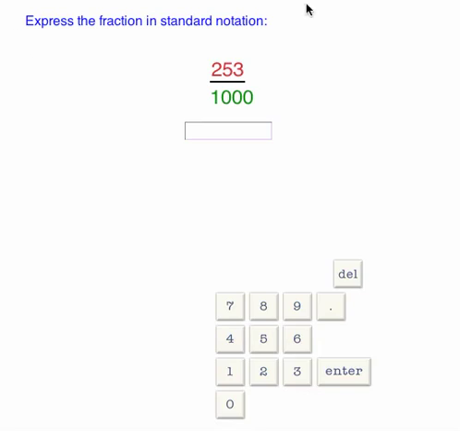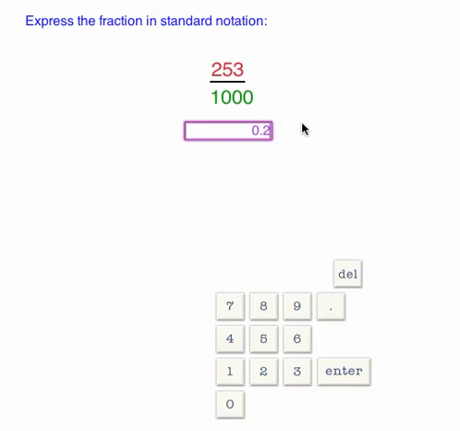Welcome to level 2 of fraction notation, and here we're being asked to express this fraction in standard notation. Notice there's no whole number, so the whole number in the decimal is going to be 0, and then we're going to press the decimal point, and then read this as 253 thousandths. So we're going to write 253, and we're going to make sure the 3 ends up in the thousandths place. In this case, we don't have to put any zeros in front.